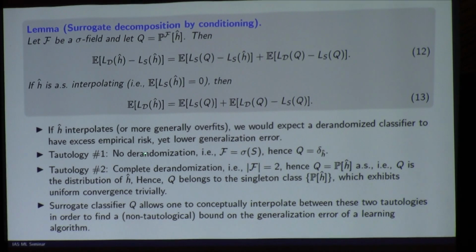So the two tautologies here are: if I don't de-randomize at all, that's if I remember the whole data set, which I discussed earlier. If I remember everything, then this term is zero, and I get something equal to itself, which is not interesting. If I forget everything, then this term is zero, and I flip that around. Anyways, in these two tautological cases, you get nothing interesting. So you really only get something interesting when you're forgetting something about, not everything, but something about your data set.